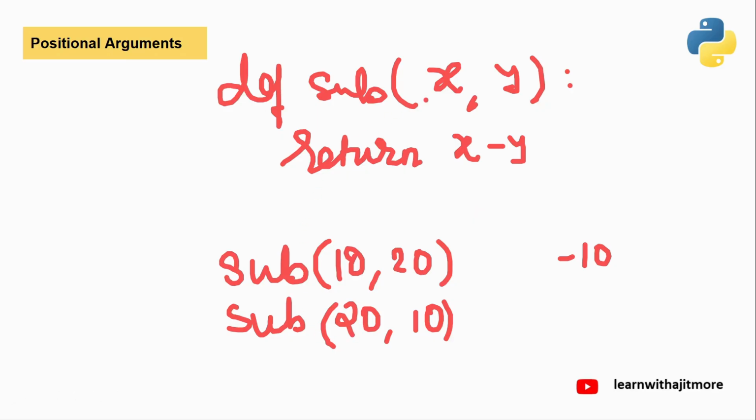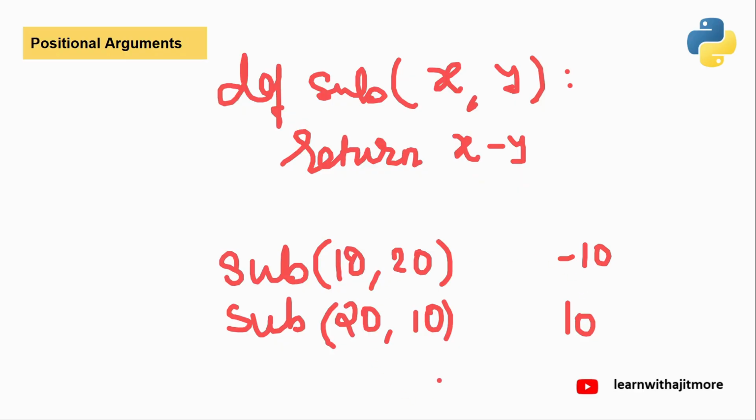See, 20 corresponds with X and 10 corresponds with Y. The correspondence is changed because the position is changed. Here 20 is at the first position and 10 is at the second. So 20 will correspond with X and 10 will correspond with Y, and therefore you will get the answer 20 minus 10, that is 10. Whereas previously 20 was at the second position and 10 was at the first. So the correspondence is 10 with X and 20 with Y, so 10 minus 20 is minus 10.